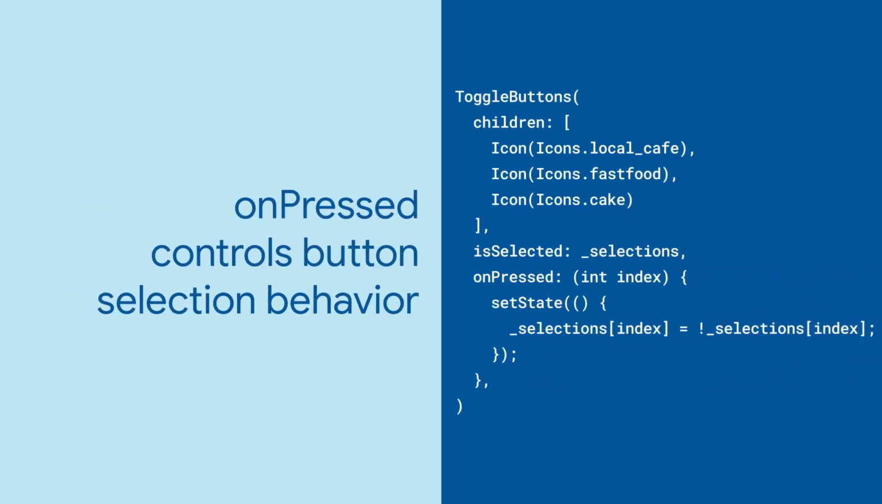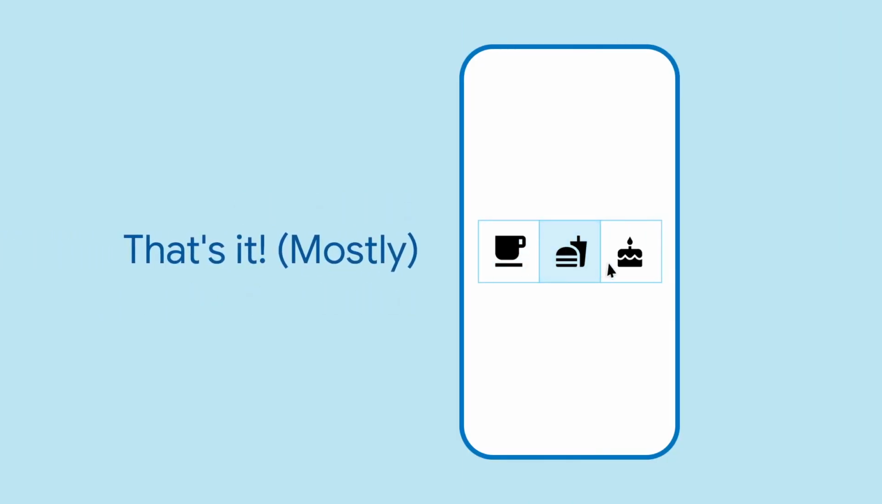Lastly, pass a function to onPress to respond when the user presses a button. You can control selection behavior, such as how many buttons are allowed to be selected, with this function. And now you've got a nice row of toggle buttons.